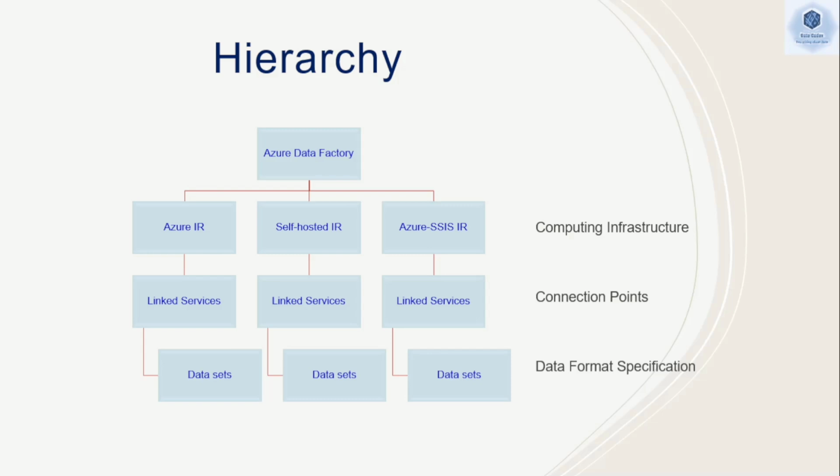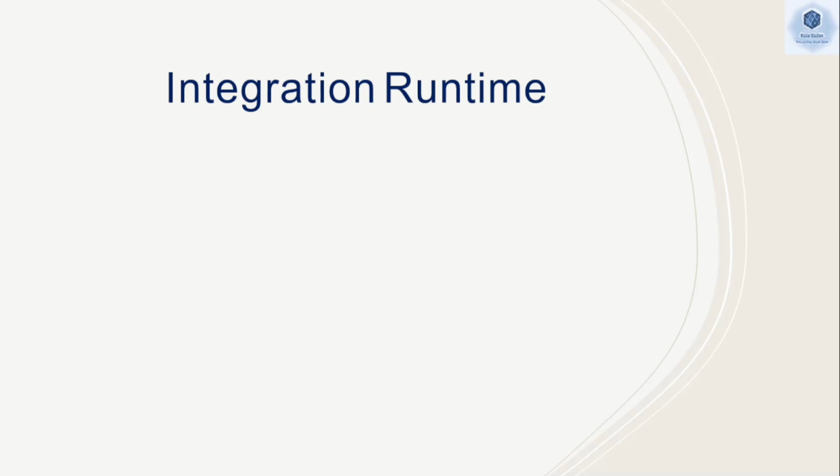Let me give an example. If you are connecting to Azure Blob Storage and you are going to move those files into an Azure SQL database, then you need to define which file you are going to move. It may be a CSV file, Excel file, JSON file, or a Parquet file. Those are the datasets. So the hierarchy falls like this: first you define which infrastructure you are going to work on, then the connection points, and finally the data format. Now let us see what integration runtimes help us with in Azure Data Factory.